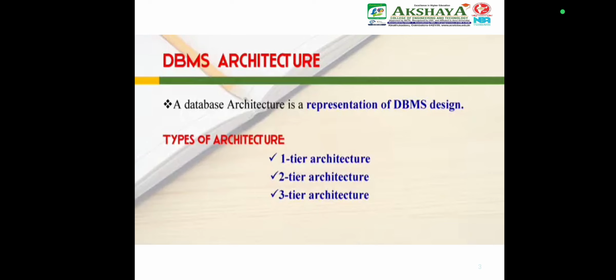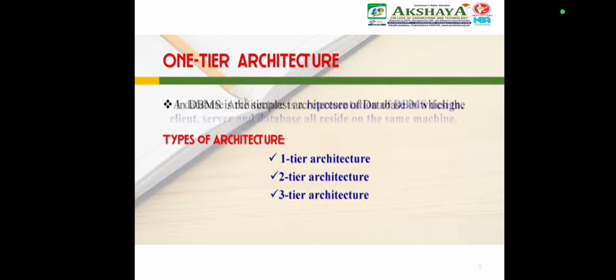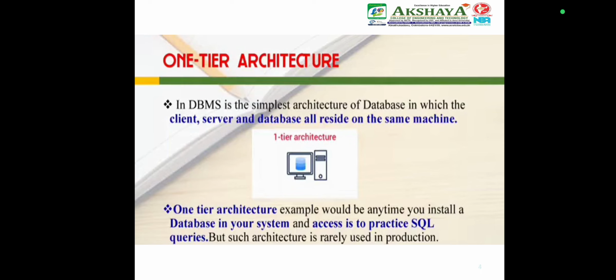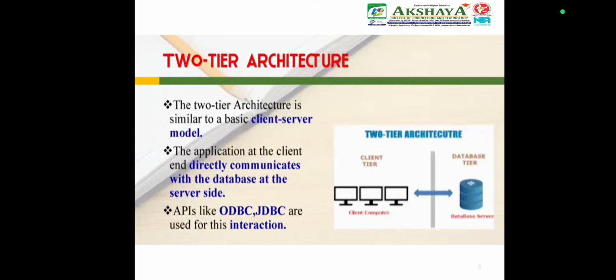Now I am going to tell about types of architecture. They are divided into three main types: the first one is one tier architecture, the second one is two tier architecture, the third one is three tier architecture. One tier architecture: in DBMS, the simplest architecture of a database is one in which the client, server and database all reside on the same machine. An example would be any time you install a database in your system and access it to practice SQL queries, but such architecture is rarely used in production.